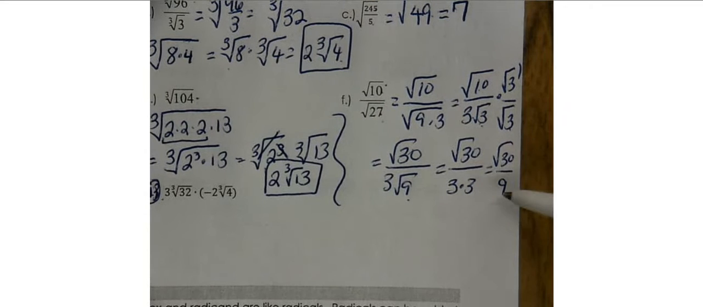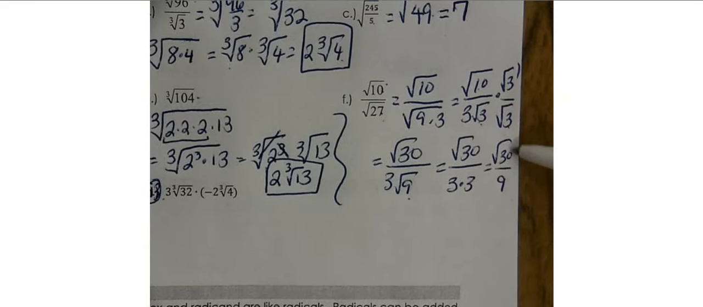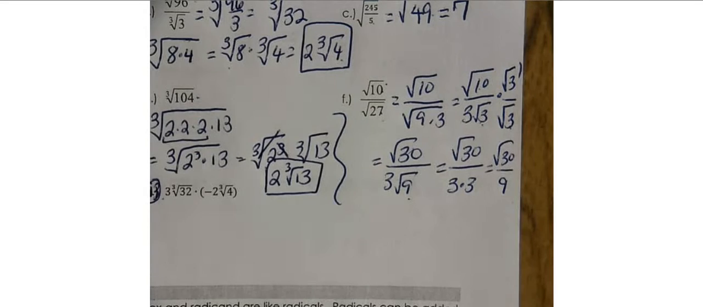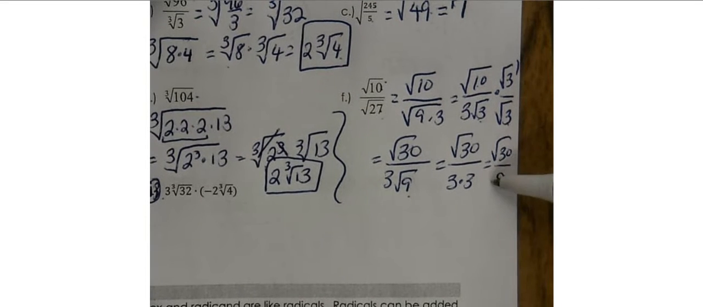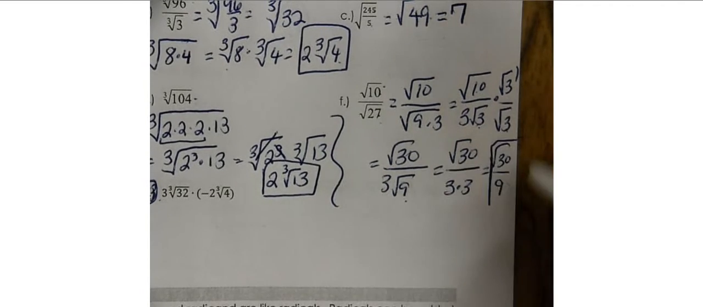Now, although 9 and 30 have a 3 in common, this 30 is under the root, so you cannot take anything out. 9 doesn't have a root around it, so you cannot simplify the square root of 30 over 9 any further. This is simply our answer.